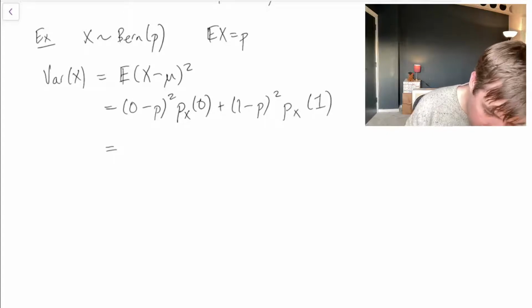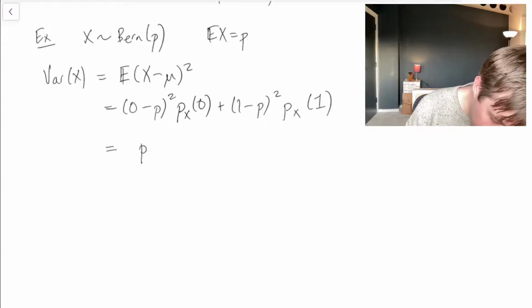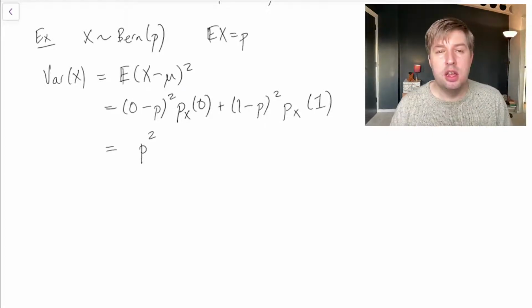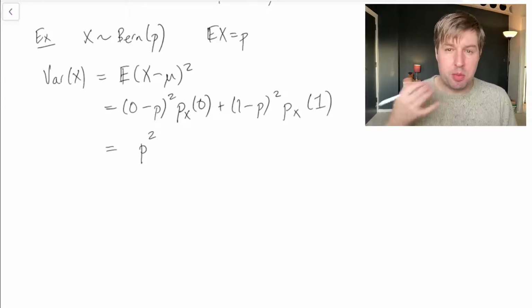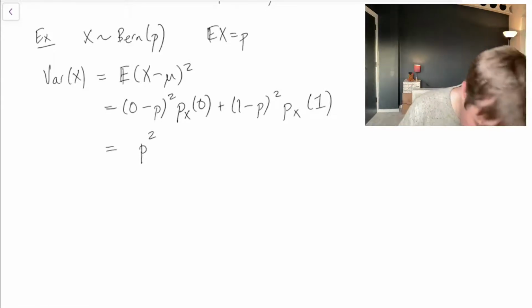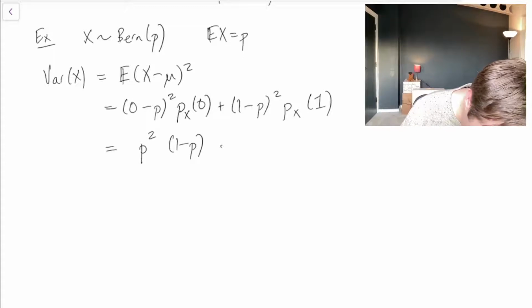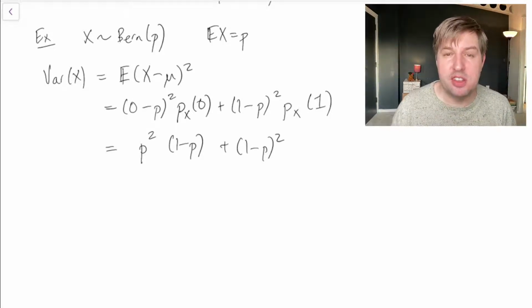So the first term, (0 minus P) squared, is just P squared, and the probability X equals 0, that's the probability that the Bernoulli trial is a failure, which is 1 minus P. And there's (1 minus P) squared, and the probability the Bernoulli trial is a success is P.